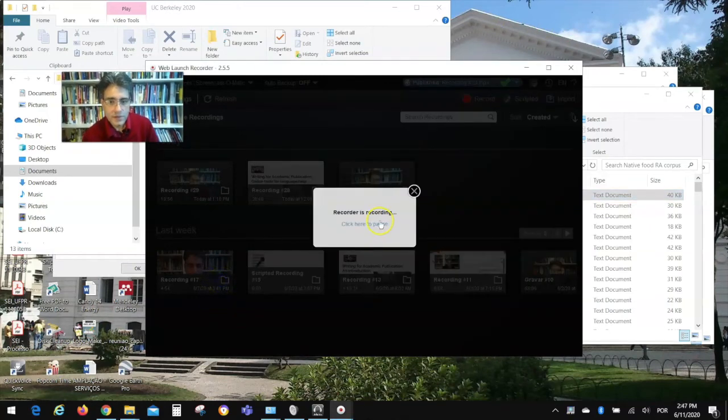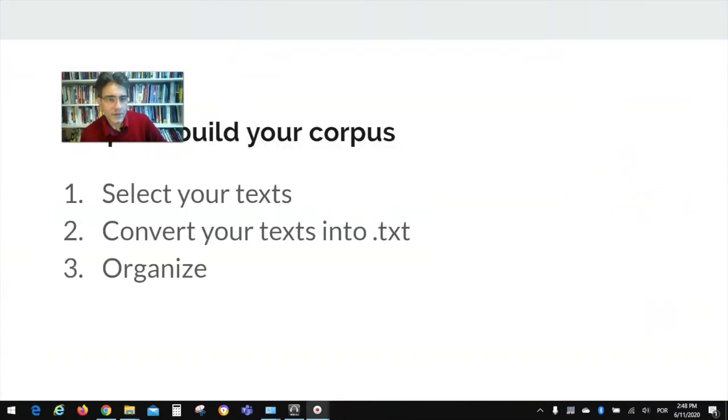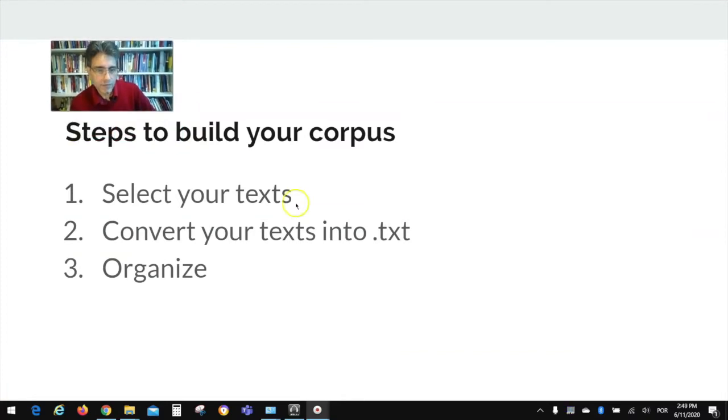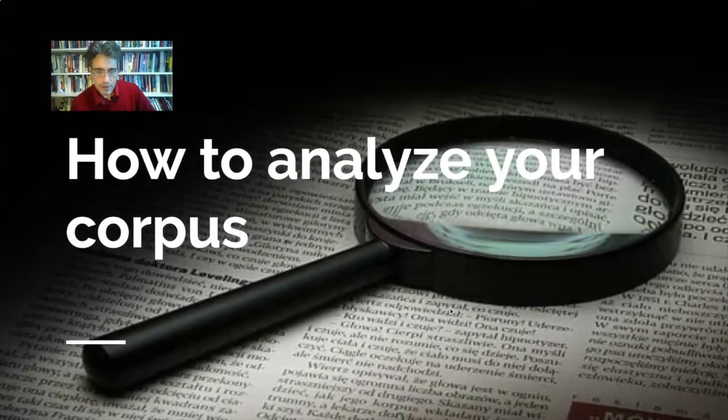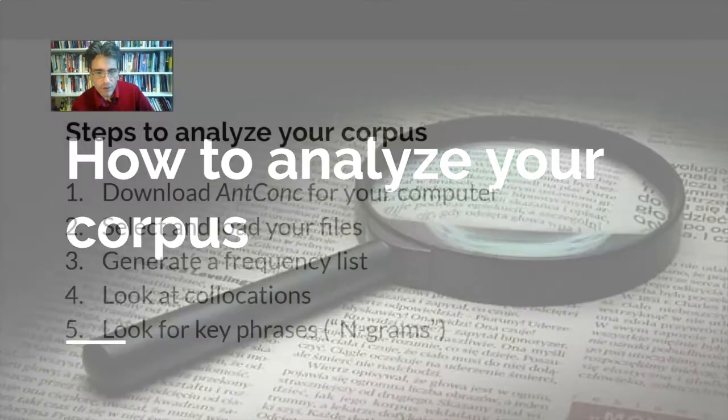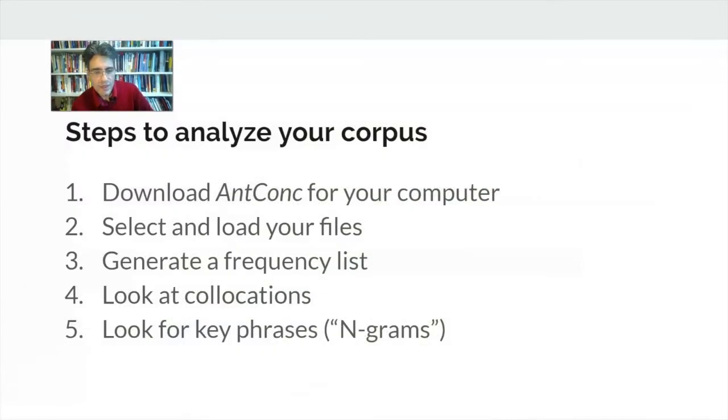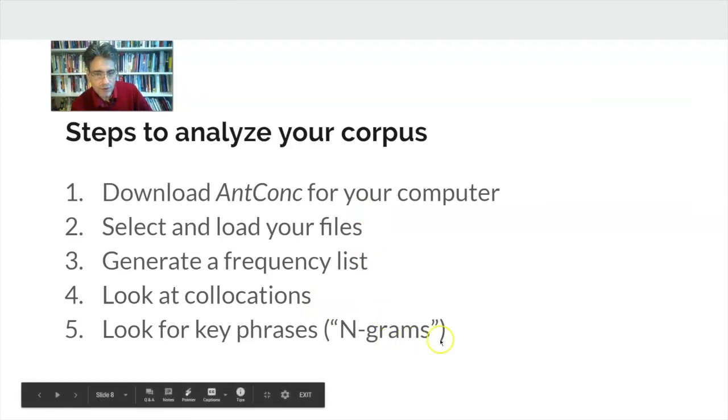Right. So we've looked at selecting your text, converting them into TXT, and organizing them. Now we're going to talk about how to analyze your corpus. And we're going to use something called a concordancer. What you're going to do is download a piece of software. It's free, called AntConc. Then we're going to load our files. I'm going to show you how to generate a frequency list and why that's useful. We'll look at collocation, and we're going to look at what are called n-grams.